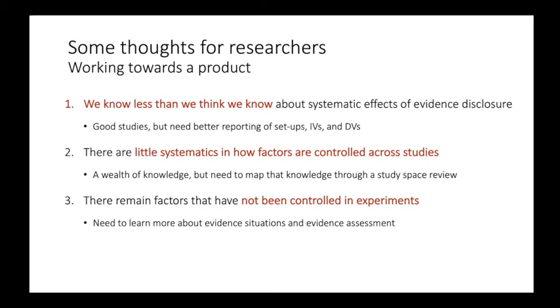Second thing I want to mention is that there is little systematics in how factors are controlled across these studies. There's a wealth of knowledge in there. And if you read each and every study very carefully, you will learn a lot of things, I'm absolutely sure. But we need to map that knowledge and make it more available through a study space review. And this is something that my colleagues and I are currently working on. I believe the coding scheme for this is just about completed, and we got some integrated codings that are looking great. So hopefully by the end of the summer, we should be able to write up this study.